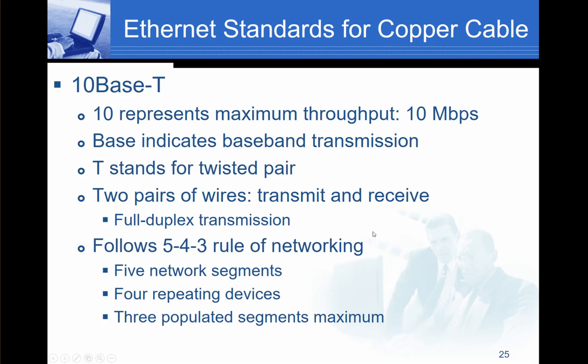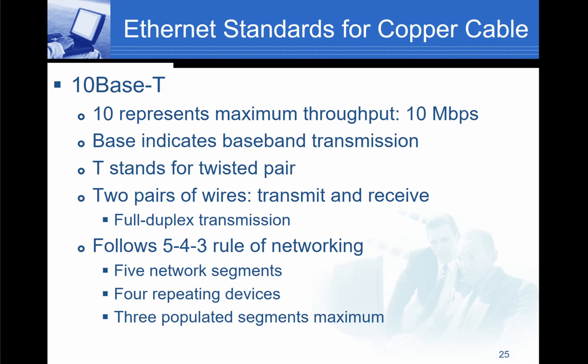10BaseT: again, the 10 represents the maximum speed, 10 megabits per second. That is pretty slow by today's standards. The T indicates twisted pair, and base is baseline transmission. The way it works is with just two pairs of wires: two are used for transmit and two are used for receive, even though the cable has four pairs of wire.